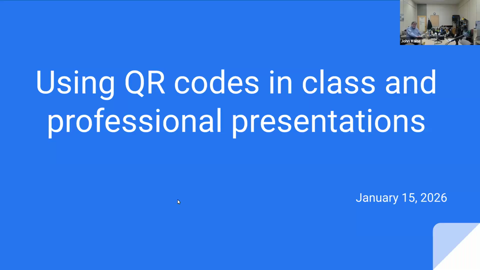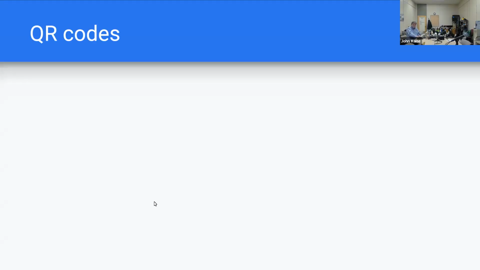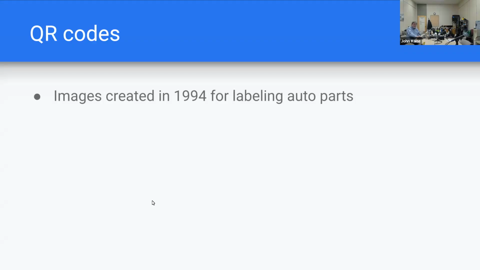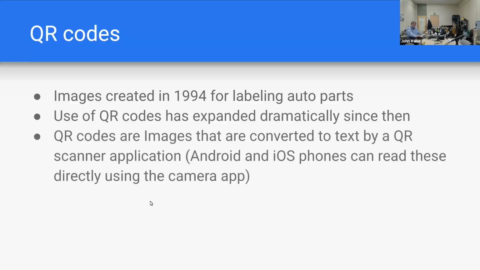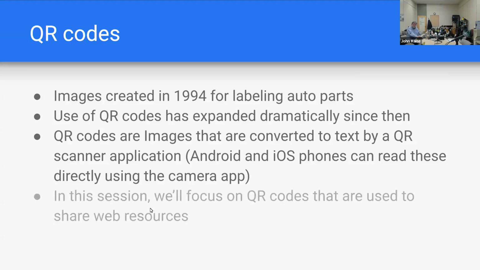We'll get started. This is just going to be a really quick overview of how to use QR codes to share information quickly and easily. QR codes have been around since 1994, but they were mostly used by businesses and corporations. But they got a big resurgence during COVID when they showed up on menus and everywhere else. They're just images that are converted to text by a scanner application. And again, Android and Apple iOS phones will read these directly, iPhones.